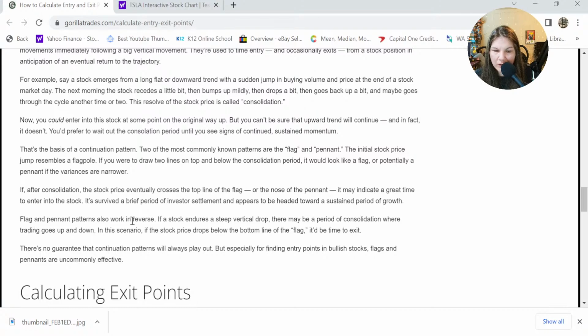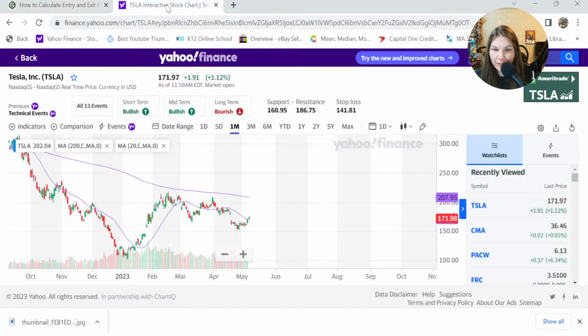Flag and pennant patterns also work in reverse. If a stock endures a steep vertical drop, there may be a period of consolidation where trading goes up and down. In this scenario, if the stock price drops below the bottom line of the flag, it'd be time to exit. There's no guarantee that continuation patterns will always play out, but especially for finding entry points in bullish stocks, flags and pennants are uncommonly effective.